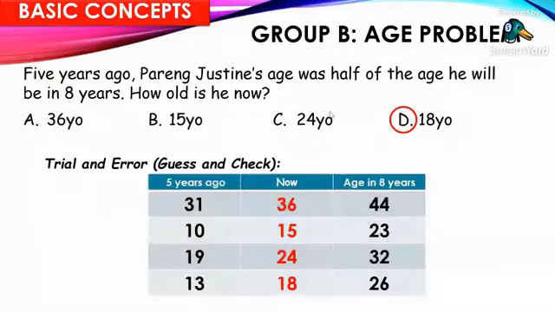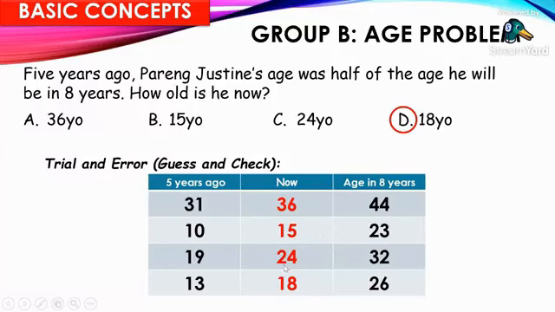Okay, so 5 years ago, now, and age in 8 years. Okay, so yung now, ito po yung edad niya ngayon. Ito po yung nasa options natin, 36, 15, 24, and 18. Now, 5 years ago, so we're just going to subtract the current age by 5. So 36 minus 5 is 31, 15 minus 5 is 10, 24 minus 5 is 19, and 18 minus 5 is 13. Then age in 8 years, that would be plus 8. So x plus 8 or 36 plus 8, 44.